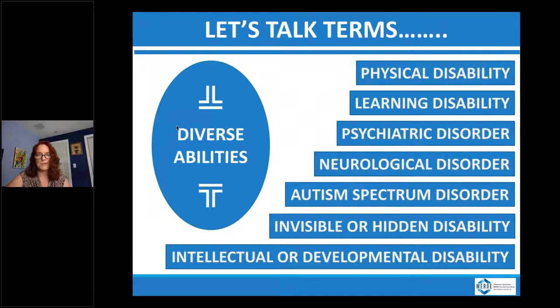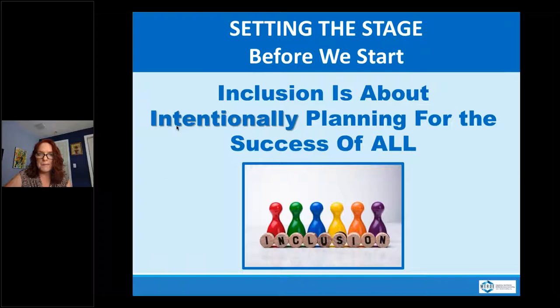And then the second half of my company's name, Merge Diverse Abilities Inclusion Consulting. What does inclusion mean to me? I just like to be clear with my audience that inclusion is when an organization, an entity, a group, whatnot, has intentional planning for the success of all. So I work to teach not as much specialized or adaptive programs. That can be part of what inclusion looks like, but I work to really push those boundaries for an organization to think about how they can include anyone with any type of diverse ability. So I just like to clear that up and get us off to the right start and on the right page.